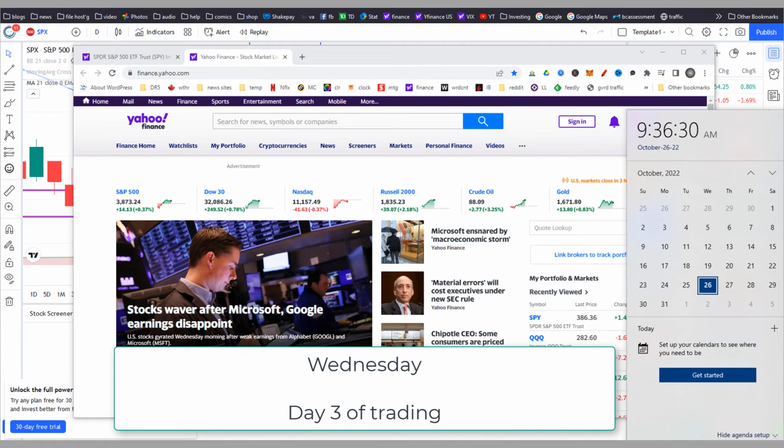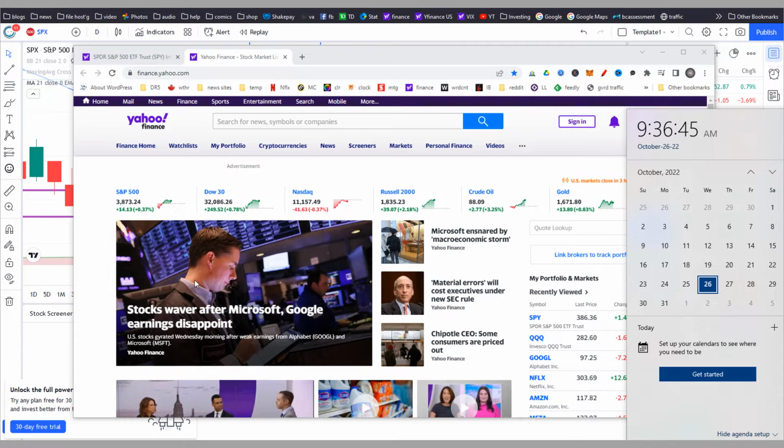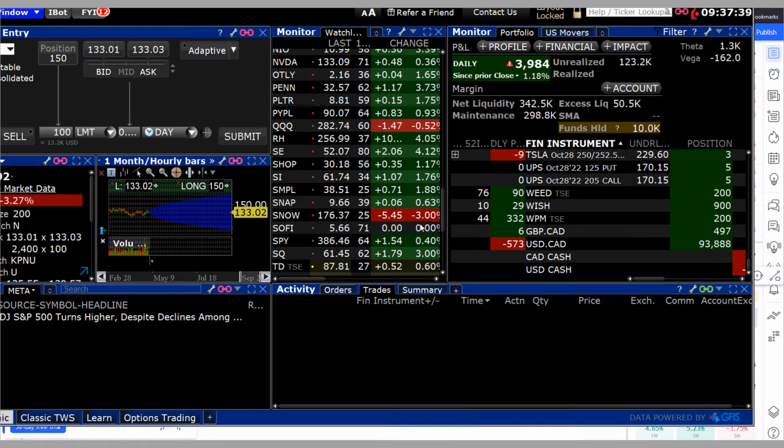Hey everyone, it's Wednesday. Microsoft and Google announced earnings yesterday, and they both disappointed. However, the stock market is rebounding. So we're 3 hours into the trading session, about halfway through the day. Let's take a look at what I can do for today's trade.